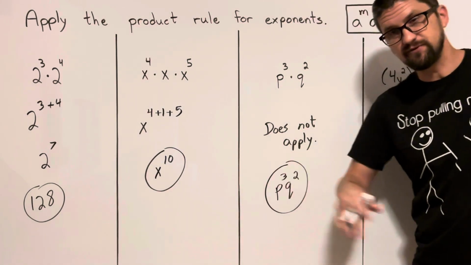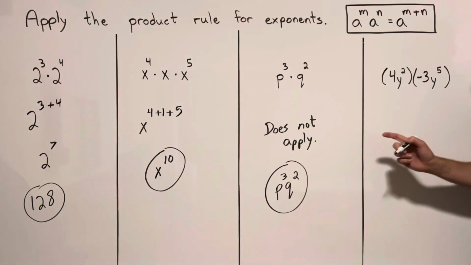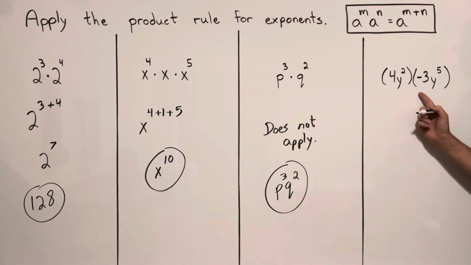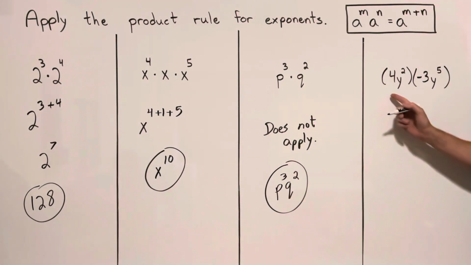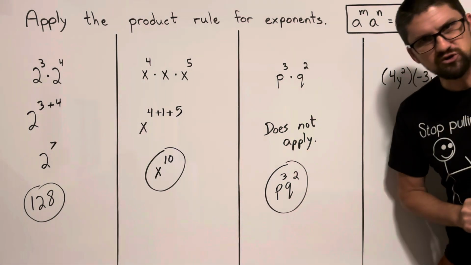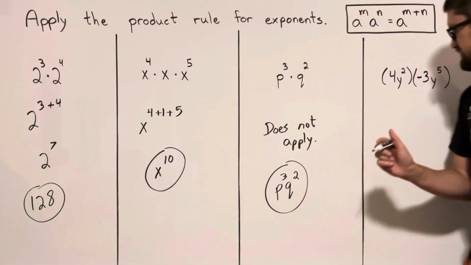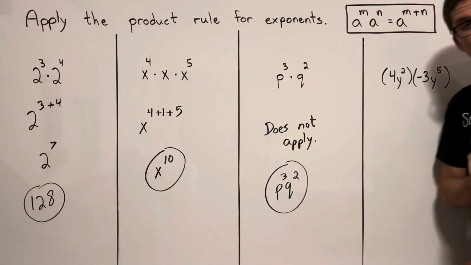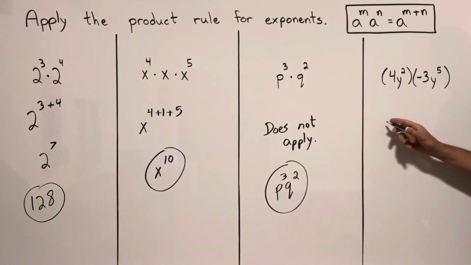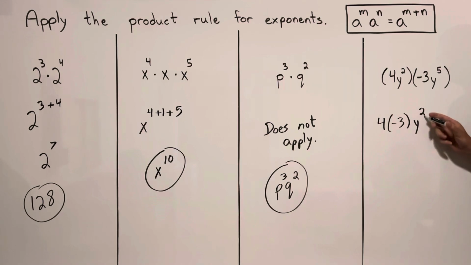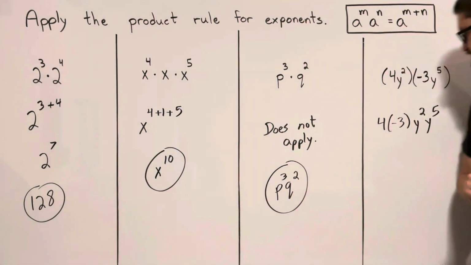It's already simplified. And the last one here, we have 4y squared in parentheses times negative 3y to the 5th in parentheses. This is all straight multiplication. Multiplication is commutative, which means it doesn't matter the order that you multiply these in. So you can multiply the 4 and the negative 3 together and the y squared and the y to the 5th together. You can rearrange it like that.